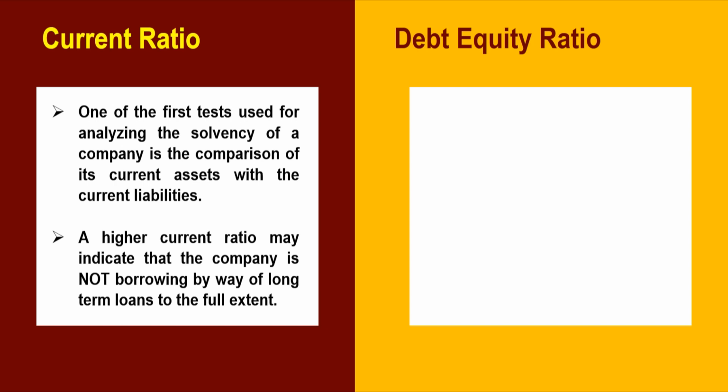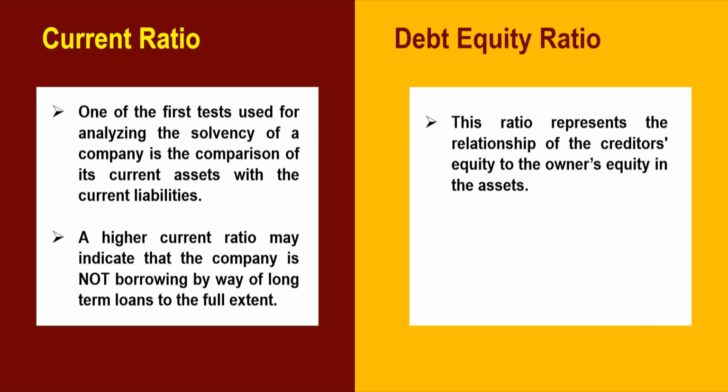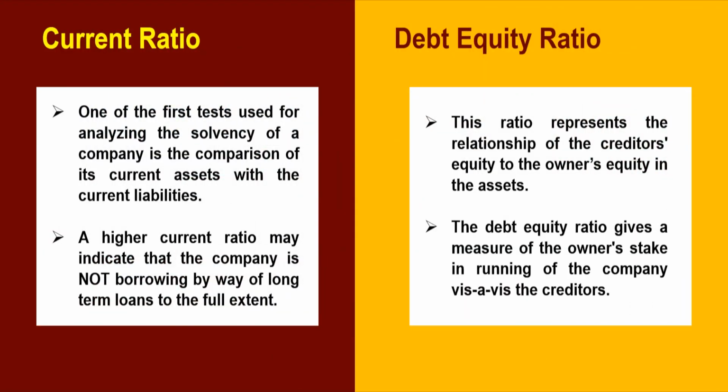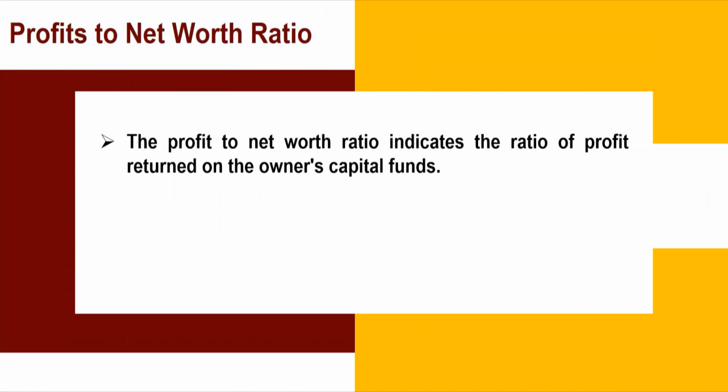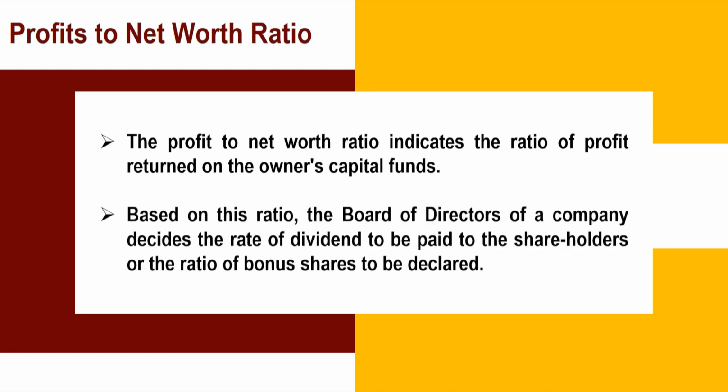Next is the debt equity ratio. This ratio represents the relationship of the creditor's equity to the owner's equity in the assets. Although a debt equity ratio of 2:1 may be considered near ideal, it cannot be considered as a yardstick. The debt equity ratio gives a measure of the owner's stake in running of the company vis-a-vis the creditors. The next is the profits to the net worth ratio. The profit to the net worth ratio indicates the ratio of the profit returned on the owner's capital funds. Based on this ratio, the board of directors of a company decides the rate of dividend to be paid to the shareholders or the ratio of bonus shares to be declared.